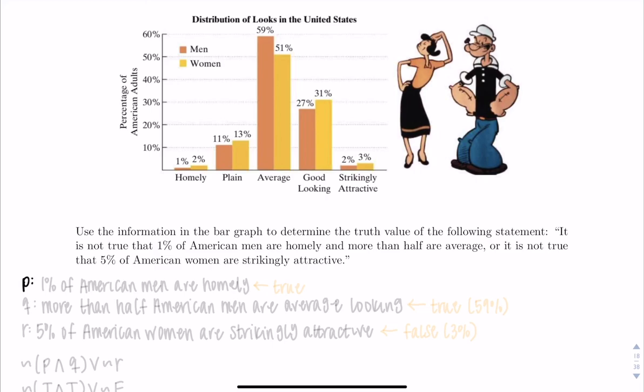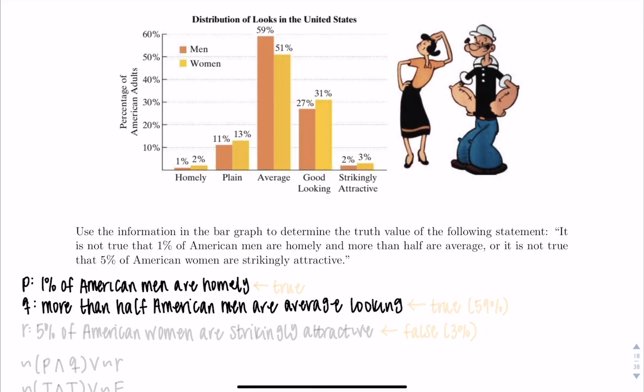before doing anything else. If we don't know the simple statements, we can't find the truth value. So P is going to be that 1% of American men are homely. Q will be that more than half of American men are average looking. And R will be that 5% of American women are strikingly attractive.